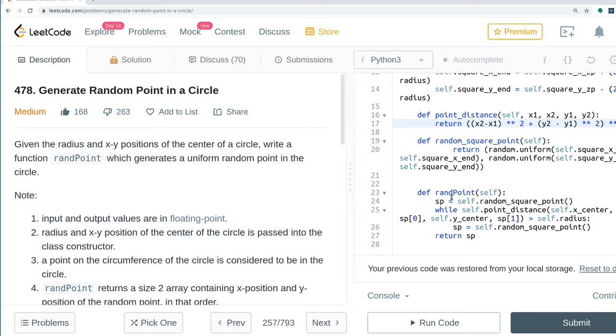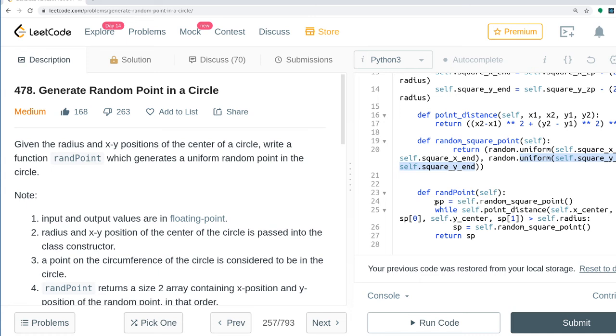So ultimately, this is the square point function. It's pretty straightforward. It's just a uniformly random point starting at the x0 point and ending at the x end to give me my random x coordinate. Same thing for the random y coordinate. And then the ultimate function, which will solve this problem, is the rand point function.